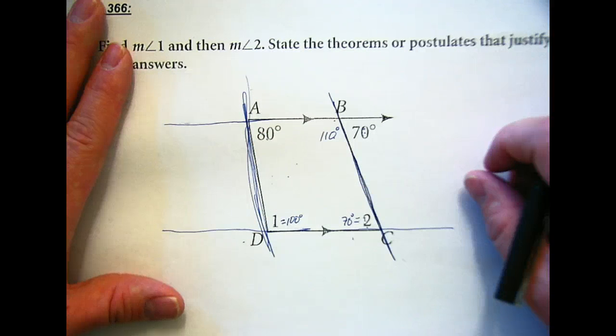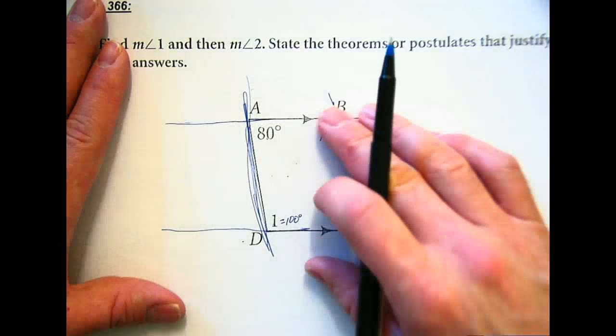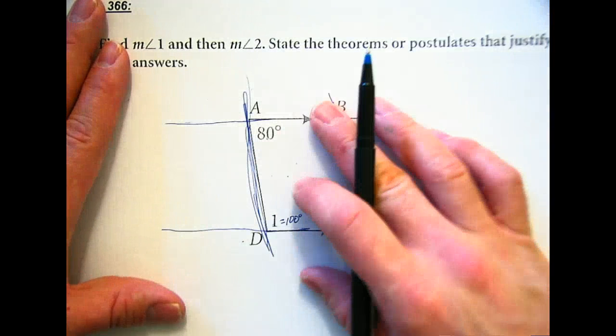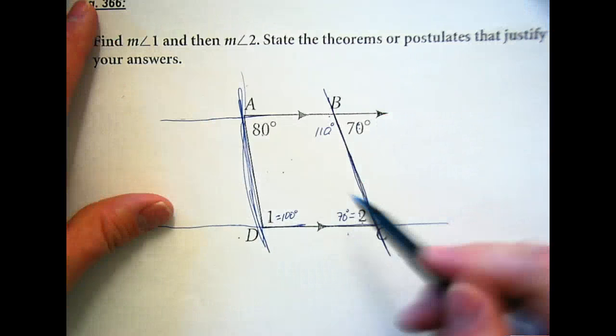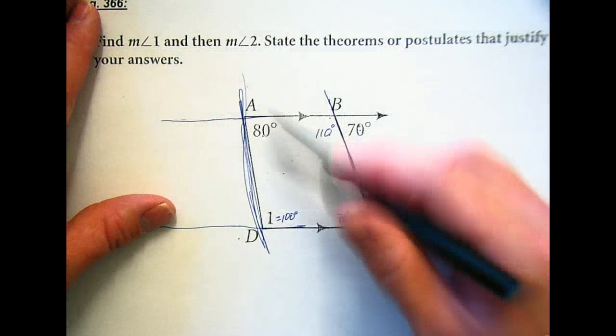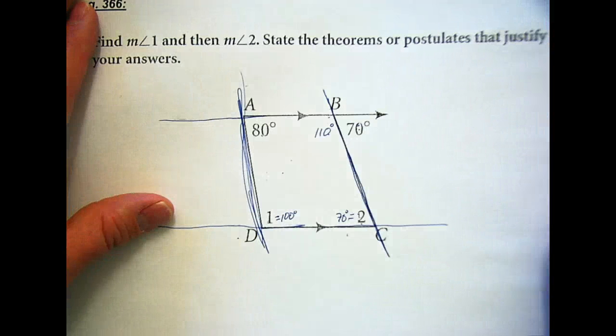Okay? How many got them? There are multiple ways to go about it. Trying to use what we're learning today, I would use alternate interior and same side interior. Okay. Questions there?